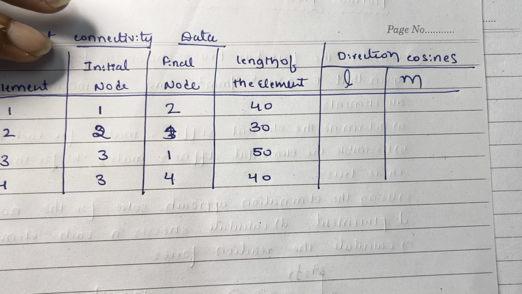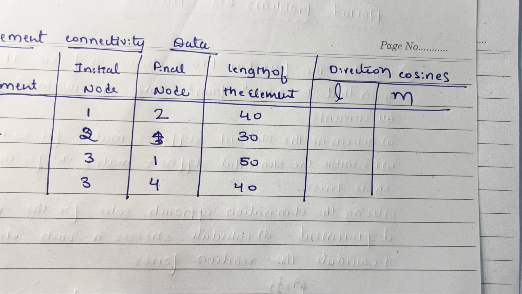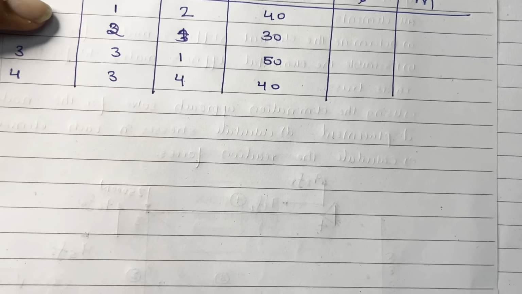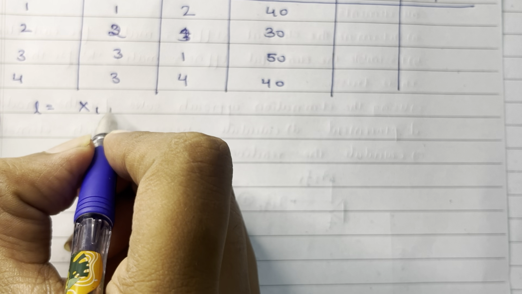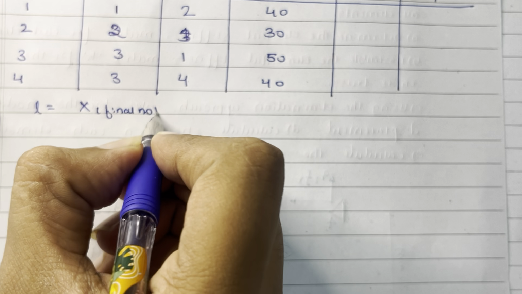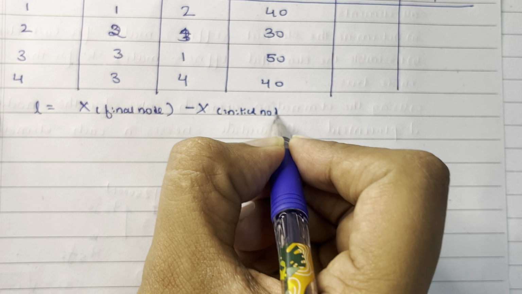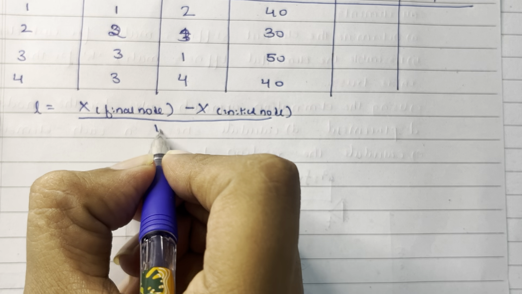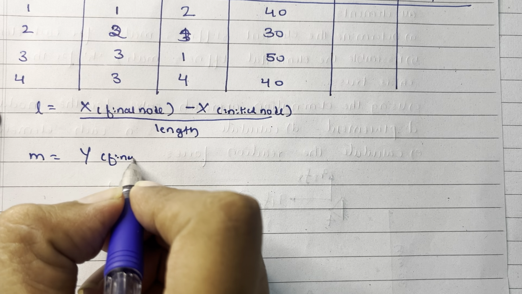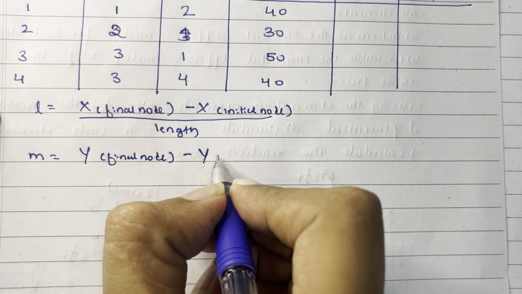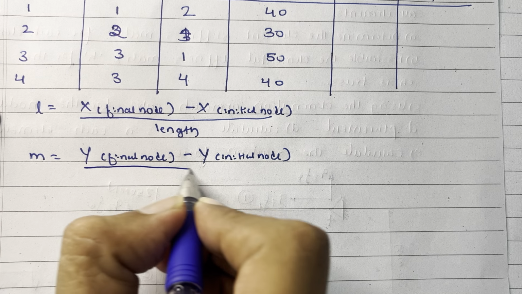Next, here we have direction cosines L and M. Now how to calculate the direction cosines L and M? For that we have a formula here. To calculate L, that is x of final node minus x of initial node divided by the length of the element. Similarly for M also, y of final node minus y of initial node divided by length.